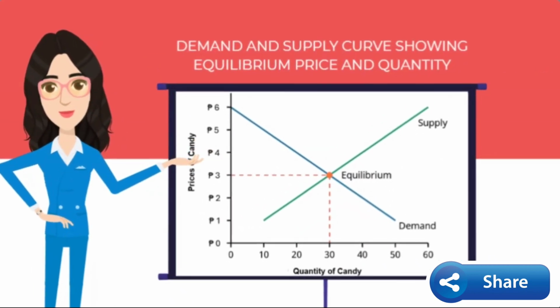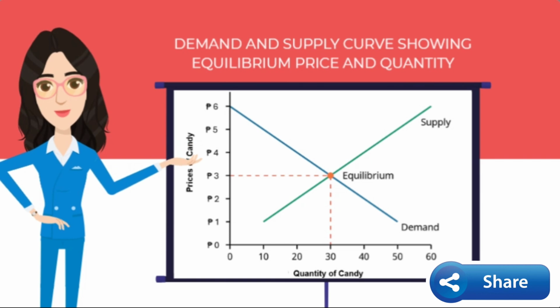The graph here is an example of demand and supply curves showing equilibrium price and quantity. The point at which the supply and demand curves intersect is known as the equilibrium. At the equilibrium price, the quantity demanded will equal exactly the quantity supplied. There is no shortage or surplus of the product. As you can see in the graph, when the price of candy is 3 pesos, the demand curve represents consumers wanting to purchase 30 candies, and the supply curve represents sellers also wanting to make 30 candies available for purchase. So with that, it shows that the market is in balance.